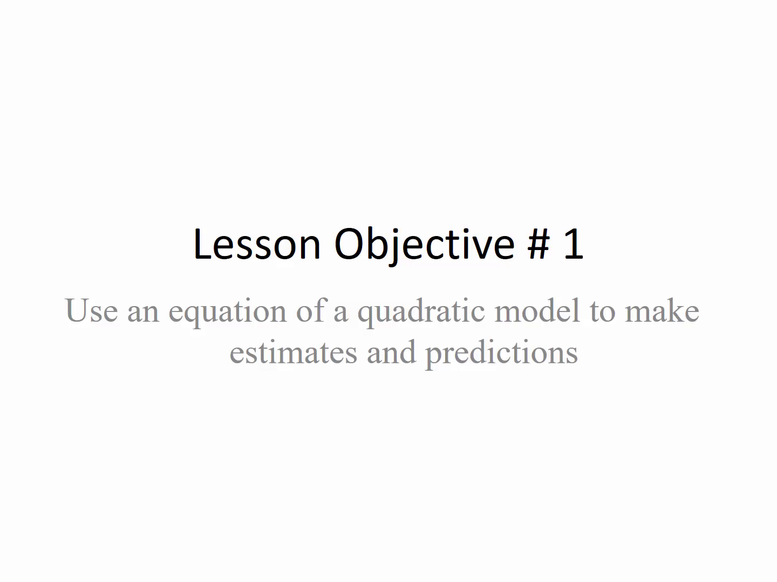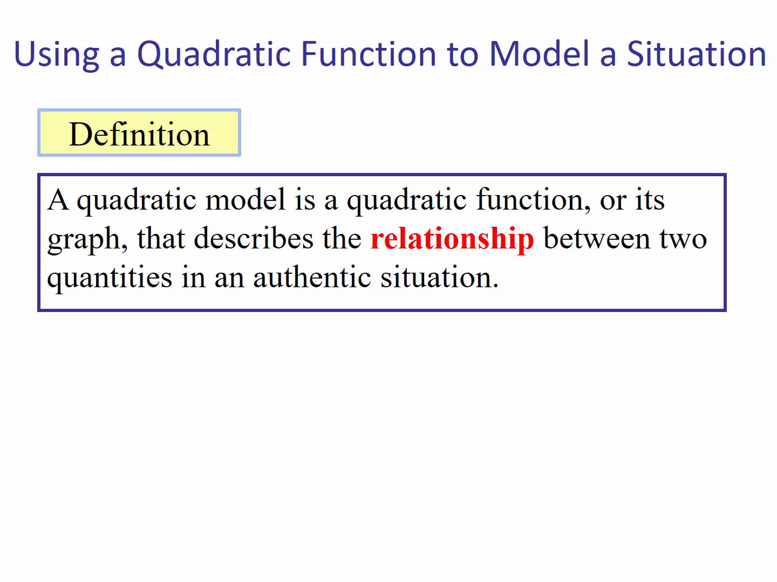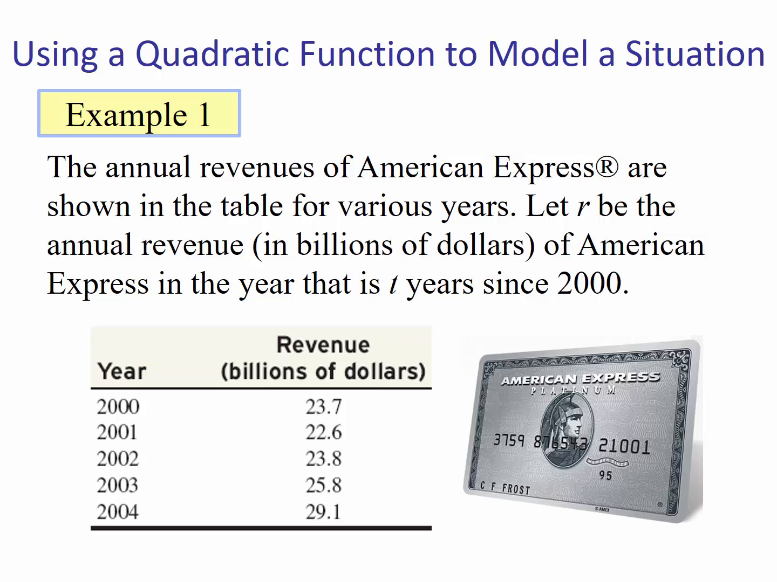We'll begin with the definition. A quadratic model is a quadratic function or its graph that describes the relationship between two quantities in an authentic situation. Let's do an example. Example 1. The annual revenues of American Express are shown in the table for various years. Let R be the annual revenue in billions of dollars of American Express in the year that is T years since 2000. So here we have our data.